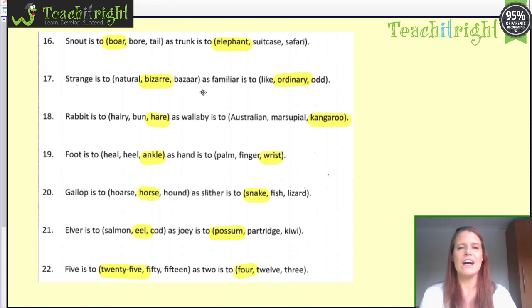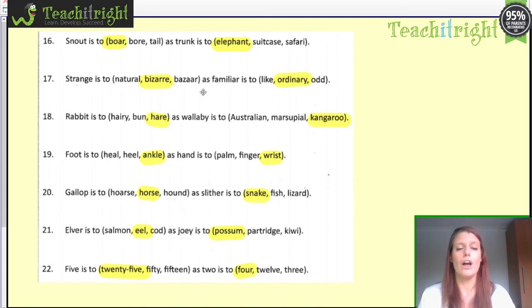So smaller versions, similar in terms of their characteristics and animal qualities. Foot is to ankle as hand is to wrist. So the joint that the extremities rest on. Gallop is to horse as slither is to snake. Elver is to eel as joey is to possum. This is a general knowledge one.